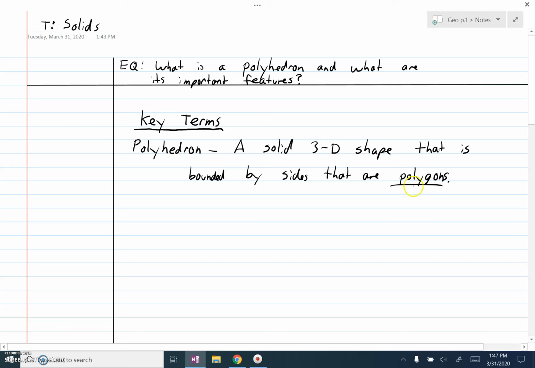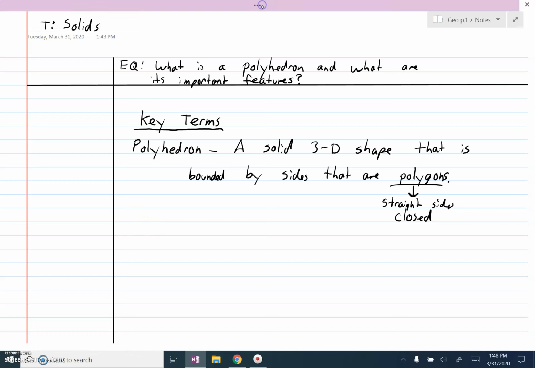If we think about polygons from before, we talked about this before, a polygon has straight sides. They're closed, that kind of thing. So it can't be any circular things. So it has to be a polygon, so it has to have straight sides, and it has to be closed. So some examples of a polyhedron.